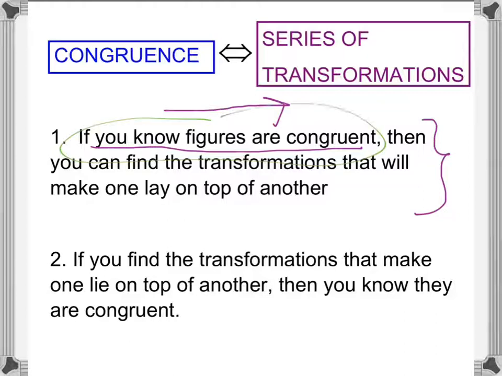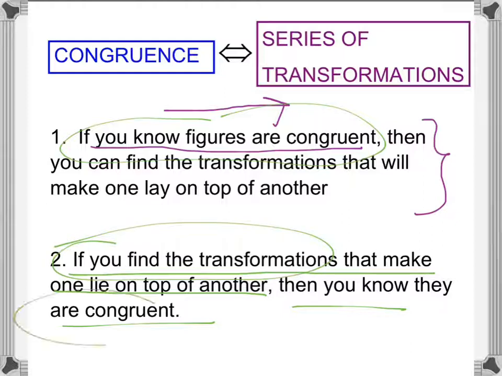If I tell you that two figures are congruent, then find the series of transformations that will lay one on top of the other. The second one is, if you don't know they're congruent, then what you can do is, if you can find a series of transformations that make one lie on top of the other, then you can conclude that they're congruent. Okay, so given that there are some transformations, then they are congruent. So this is going both ways. Given that you have congruence, you can find a series of transformations. Given that there's a series of transformations, you can show that they're congruent. So that's what we're going to deal with next.